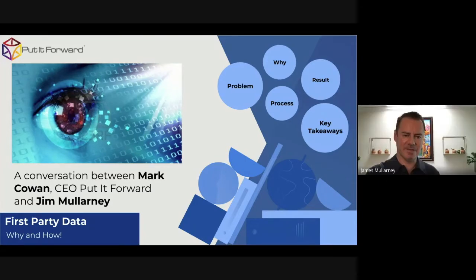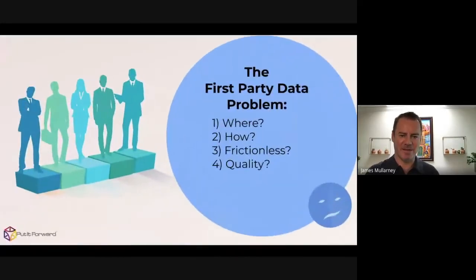Let's go. Good. Let's talk about the first-party data problem. First of all, where is the data typically housed? How do you pull it all together? How can you do it in a frictionless way, i.e. in as close to real time as possible, while ensuring quality? Can you take a minute or two talking to us about that today?